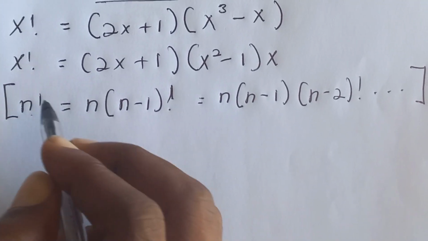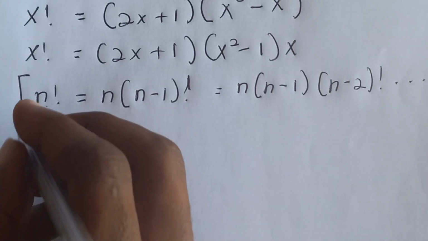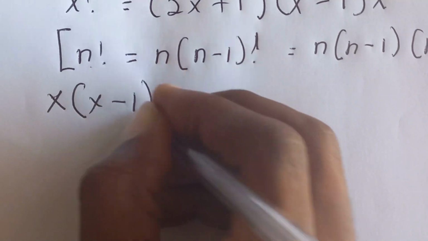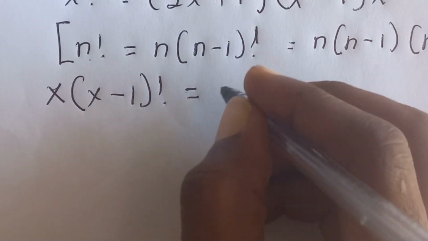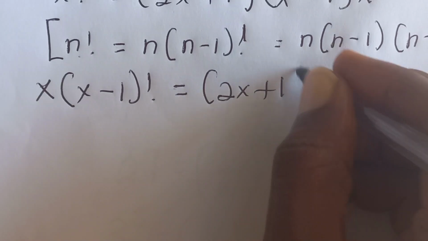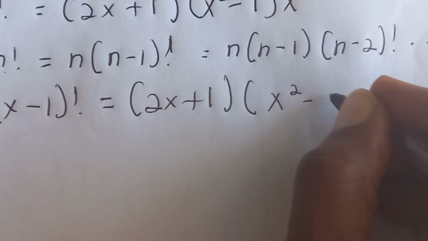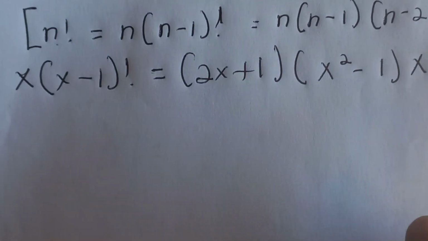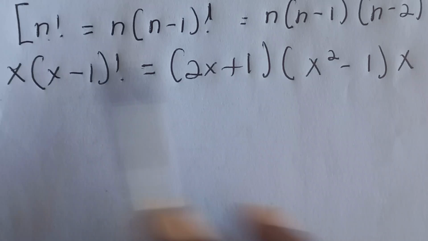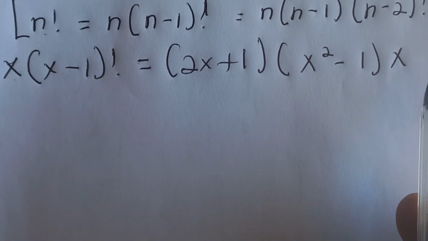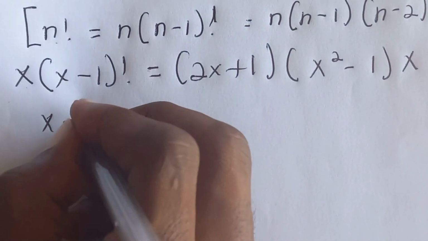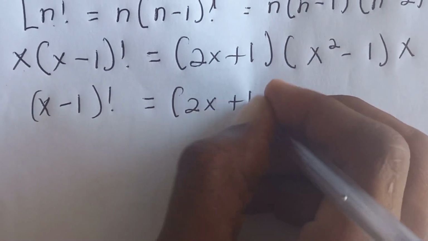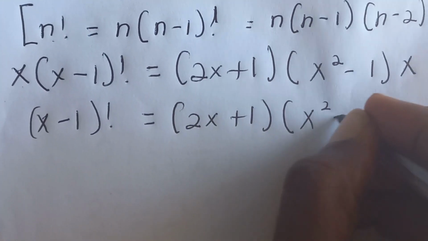Now you can see that x factorial is the same as n factorial, so we can say that x factorial is the same as x into (x - 1) factorial, and is equal to (2x + 1) multiplied by (x^2 - 1) multiplied by x. With this you can divide both sides by x, so that we cancel out the x on both sides. Now we get (x - 1) factorial equal to (2x + 1) multiplied by (x^2 - 1).